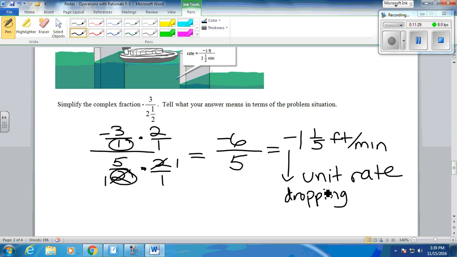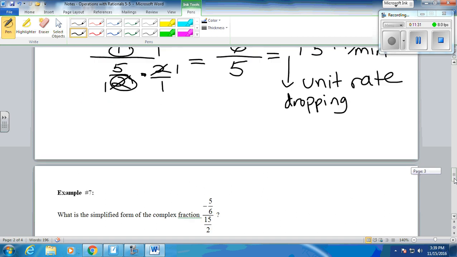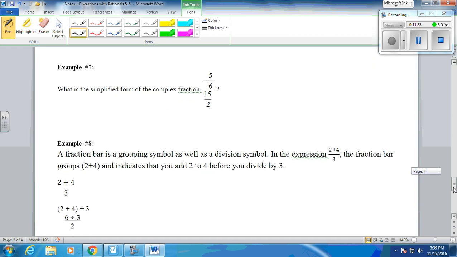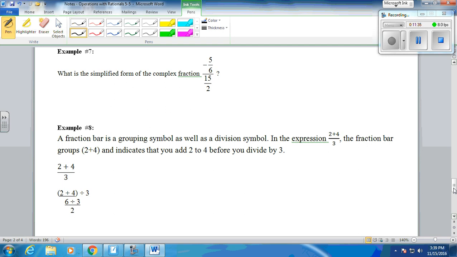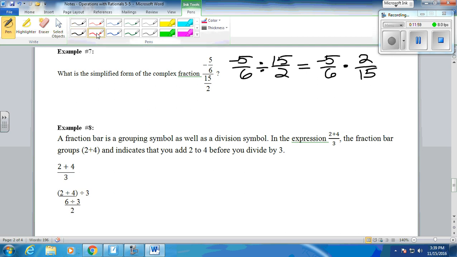Okay, on the next page, we're going to solve this one by applying SIR. So you could rewrite this as negative 5/6 divided by 15 halves. Then rewrite that problem as a multiplication problem. So the first fraction stays the same. The division becomes multiplication. The 15/2 becomes 2/15. So I can apply my cross-canceling here.